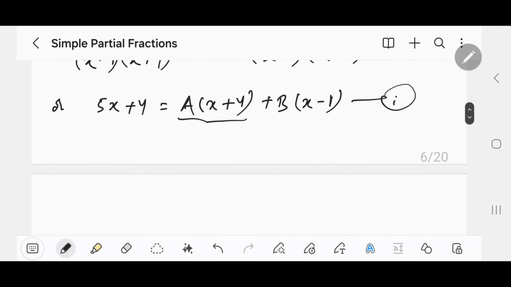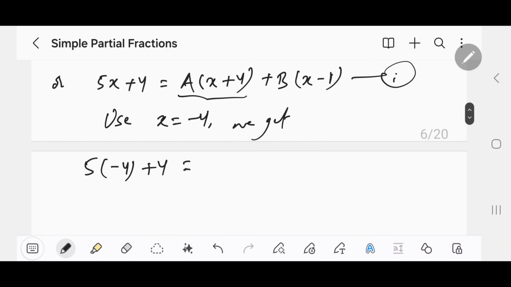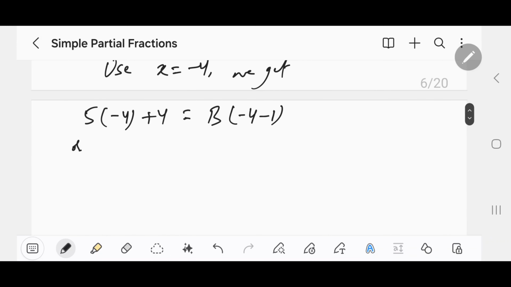Let's use x equals -4 at first. We get 5 times -4 plus 4 equals, A gets vanished and B will be (-4 - 1), so this will be -16 equals -5B. Therefore, B equals 16/5, right?